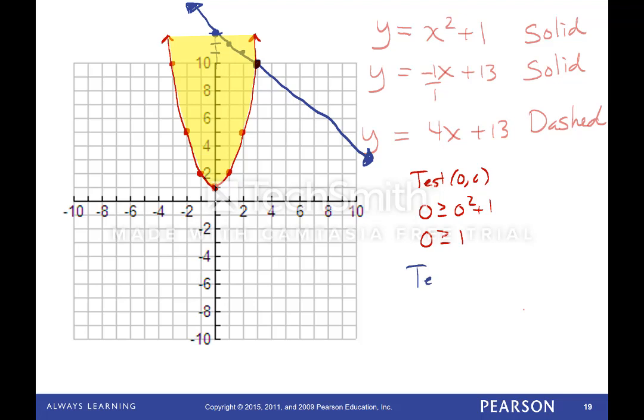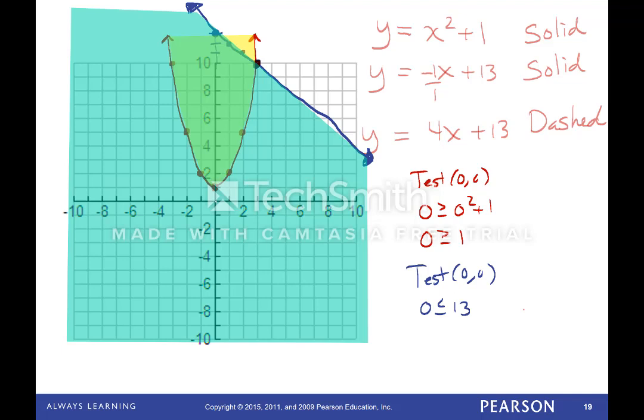Now we have to do the test point. I'm still going to use 0, 0 as the test point. And back to the original inequality, I'm comparing y, or 0, less than or equal to 13, because the negative x becomes 0 anyways. So is 0 less than or equal to 13? Absolutely. The shade then comes down towards the lower right. Again, where is the overlap? It's this little extra greenish area right here. There's my overlap.